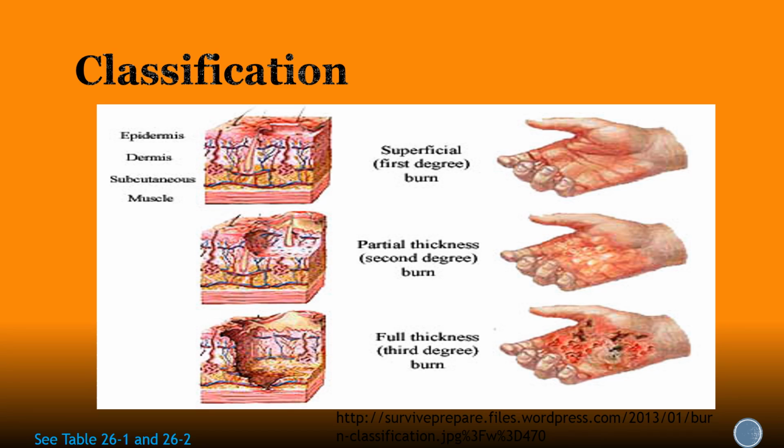Second degree burns are partial thickness, and they damage the outer layer and the layer underneath, so it damages the epidermis and different degrees of the dermis. We'll get into that a little more. Third degree burn is a full thickness. It destroys the entire epidermis and dermis, and there are absolutely no skin cells surviving or nothing to regenerate.